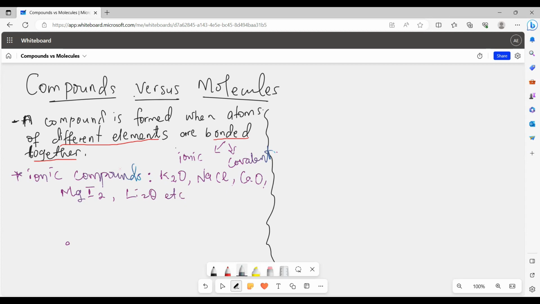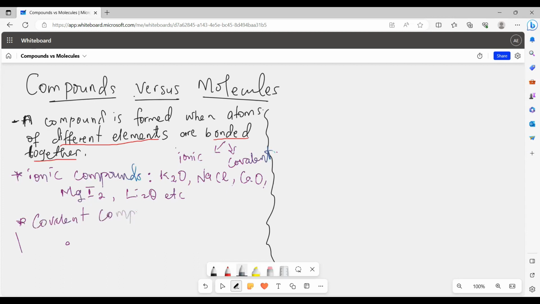So remember, the atoms are different. Remember, the elements are different, right? So potassium should be different from oxygen. Of course, they're different. So that's it. The second type of compounds could be covalent compounds.